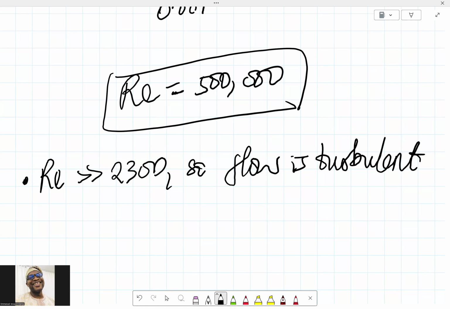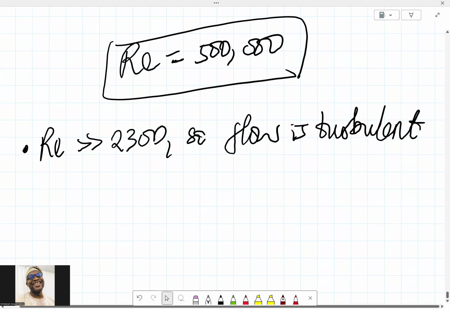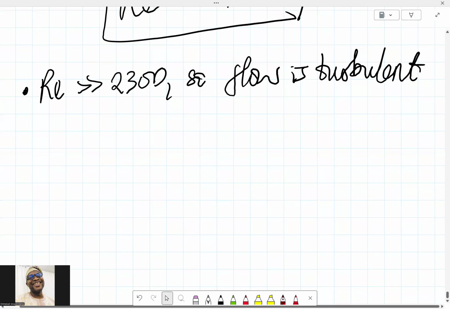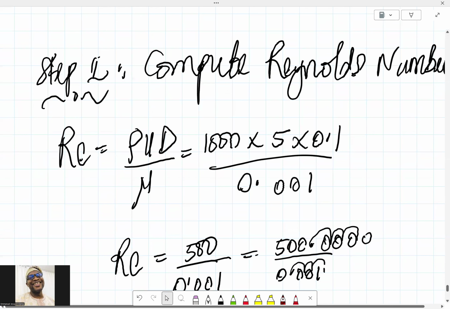There are classifications to know which flow is which. Small Reynolds numbers mean laminar flow, slow flow so to speak, while a high Reynolds number means turbulent flow. So that's step one there.